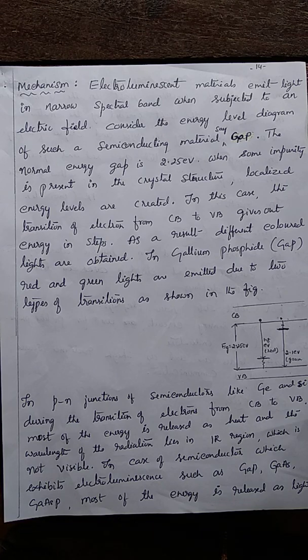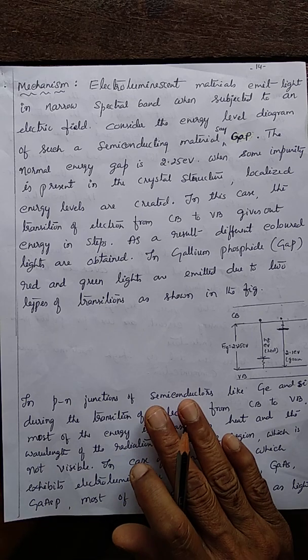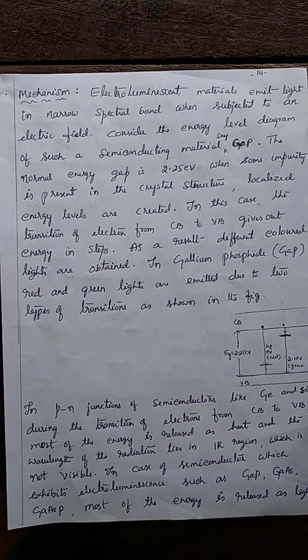So here, electroluminescent materials are used. Electroluminescent materials are nothing but the materials which emit light when they are subjected to an electric field. Such materials are used to prepare the PN junction.